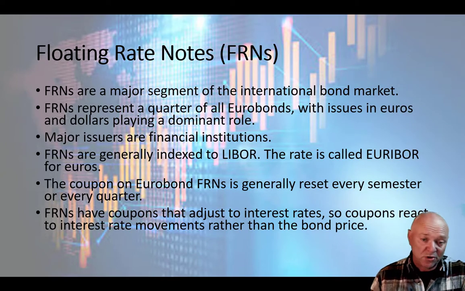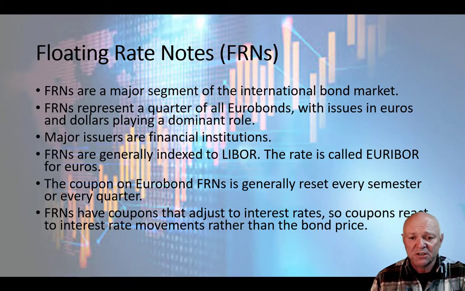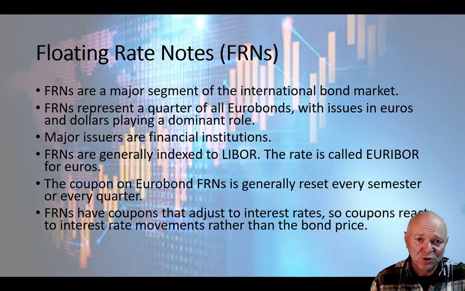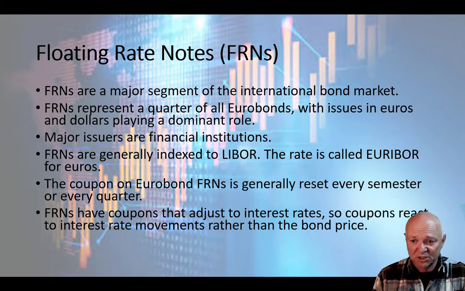Now, floating rate notes, or FRNs, are a big part of the international bond market, and they're a large part of the structured note business. They represent about a quarter of all of the euro bonds that have been issued. And many of the issues are in euros or dollars. Those are the ones that are the most dominant. Major issuers, again, are financial institutions. They're typically indexed to a particular measurement of interest. The interbank offer rate, such as LIBOR, and if it's the European Central Bank's interbank offer rate, it's called Euribor, and that's quoted in euros.